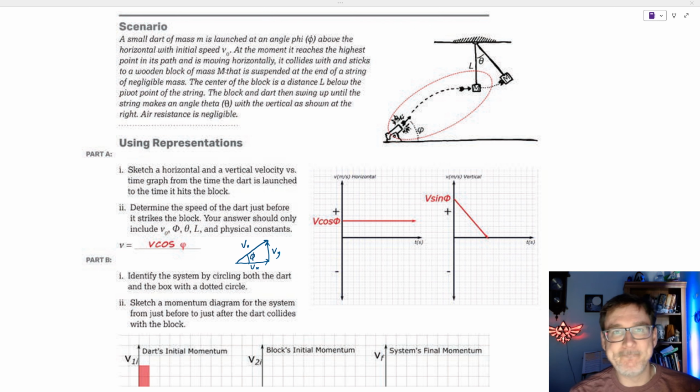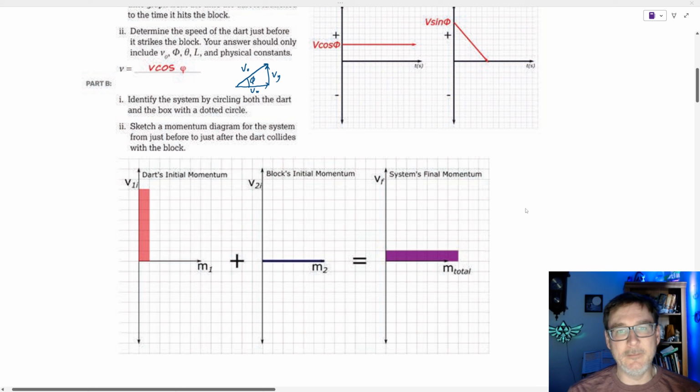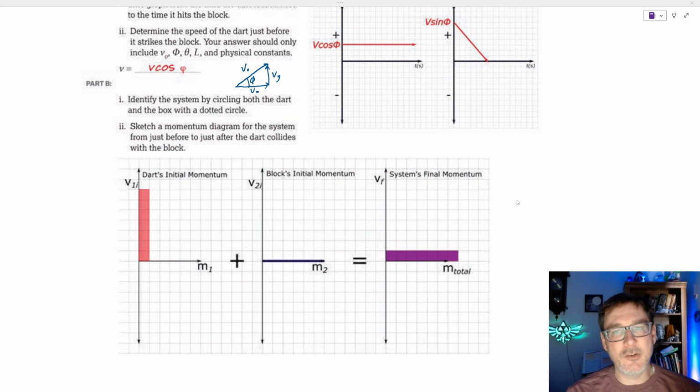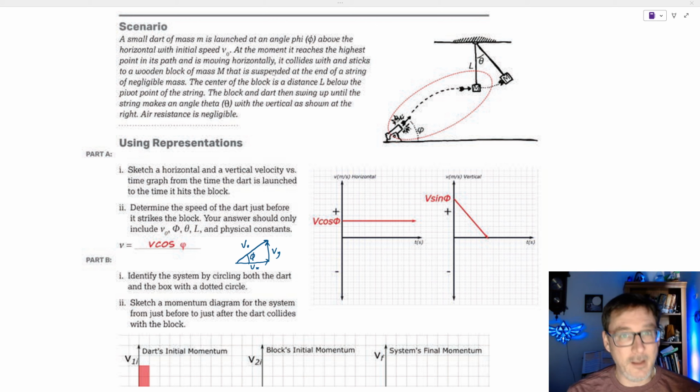It just doesn't. And so when we draw it, we just need to make sure that we know that the dart is going to be smaller. It doesn't say it anywhere, so we just got to double check it, because if it did say anything about the mass, we need to represent that. But as far as I could tell, it doesn't at all.